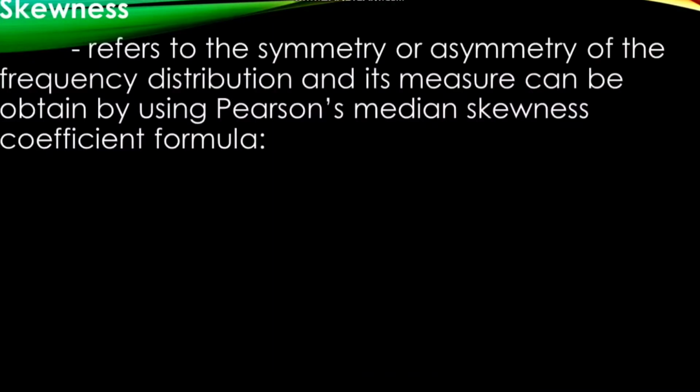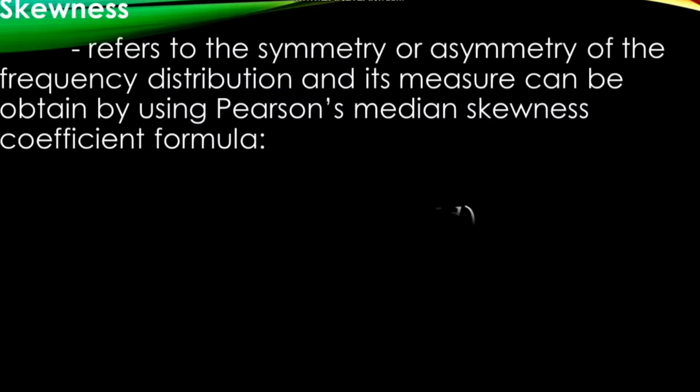Mathematics tutorial. So today we will discuss how to solve for the skewness for ungrouped data. First, we will define what skewness is. Skewness refers to the symmetry or asymmetry of the frequency distribution, and its measure can be obtained by using the Pearson median skewness coefficient formula.